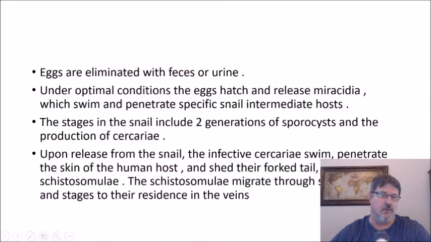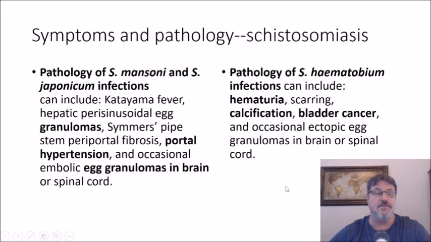And this kind of goes over what I just talked about. Eggs are eliminated with feces or urine. They hatch and release the miracidia. It swims and penetrates a specific snail intermediate host. The snails include a couple of generations of sporocysts and the production of cercariae. Upon release from the snail, the infective cercariae swim, penetrate the skin of a human host, and shed their forked tail, becoming schistosomulae. The schistosomulae migrate through several tissues and stages to their residence in the blood vessels.